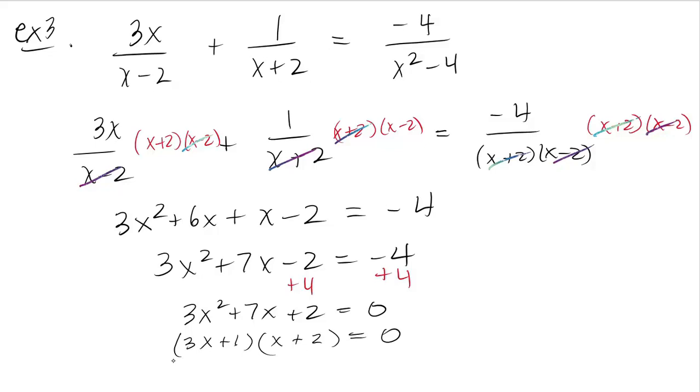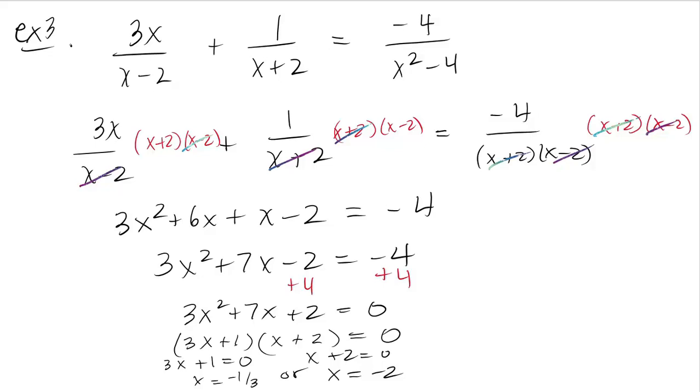Now I just set each of those factors equal to 0. I get 3x plus 1 equals 0, x plus 2 equals 0. The second one's easy to solve, that's x equals negative 2. And the first one you have to subtract 1 and then divide by 3, so you get x equals negative 1/3. And those are our two solutions. Or are they?